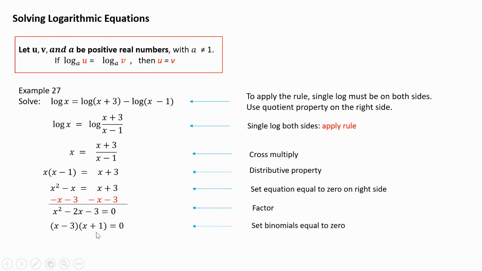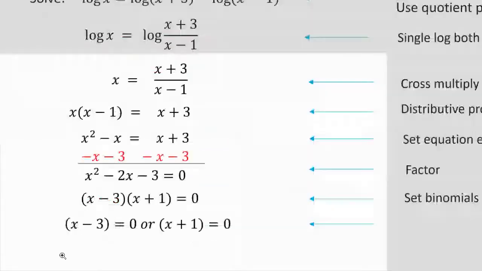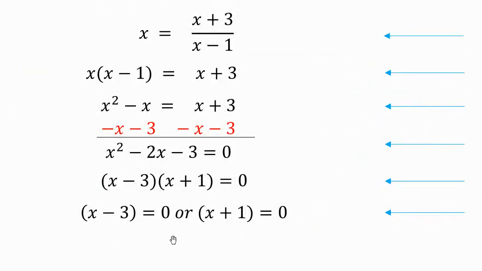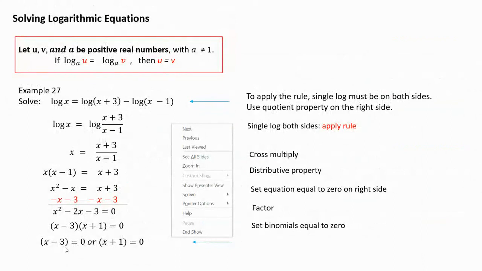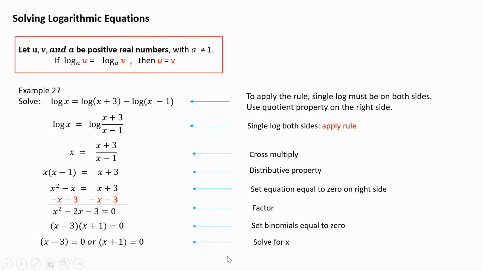Now I'm going to apply the zero property theorem, where I set both binomials equal to 0. On x minus 3 equals 0, I get x equals 3. So for x, I get x equals 3 and x equals negative 1.